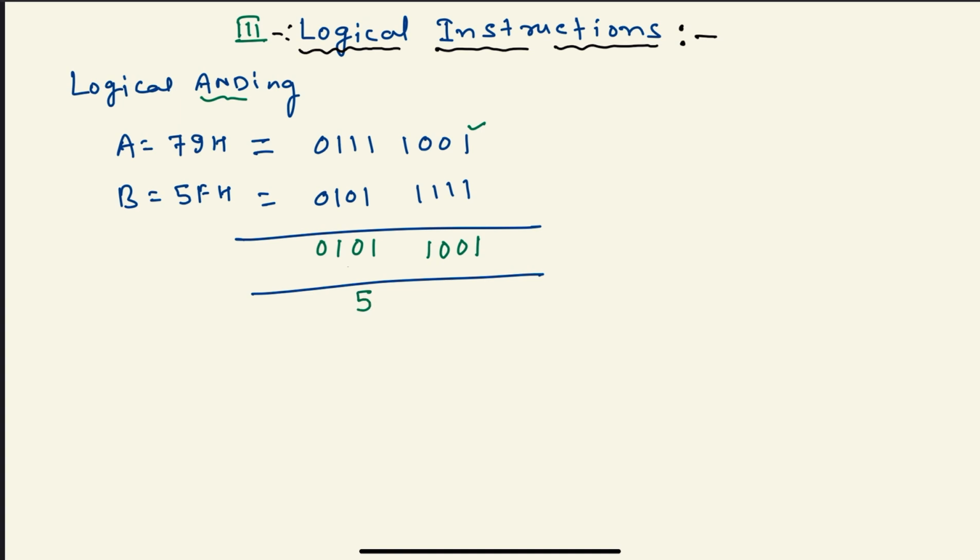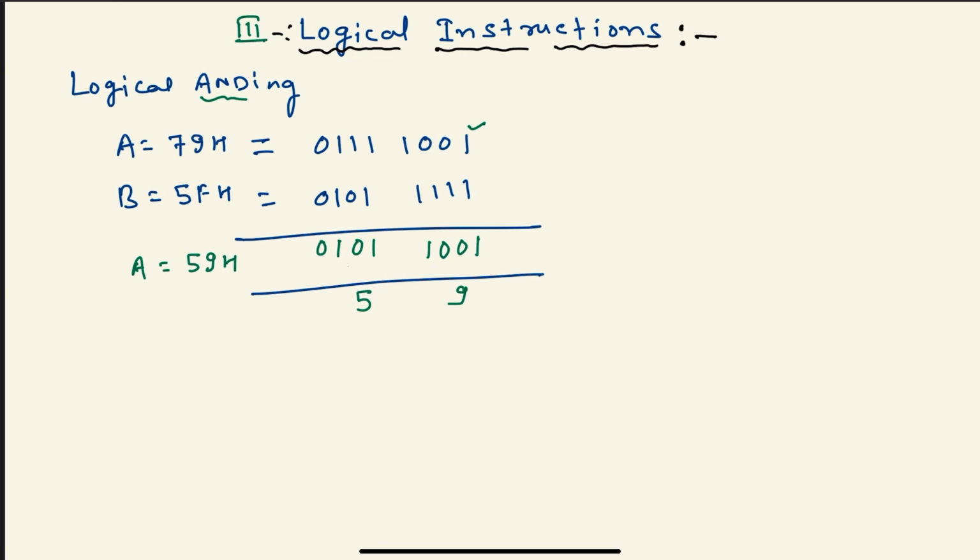So their hex equivalent will be 5 and 9. As a result, it will be stored into the accumulator as 59H. This result will be stored into the accumulator.